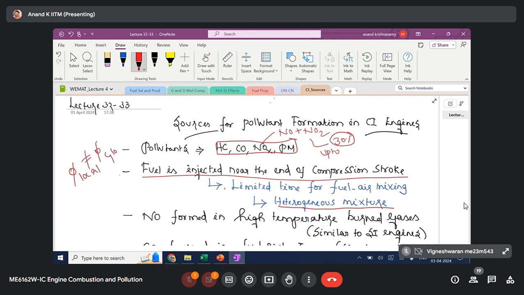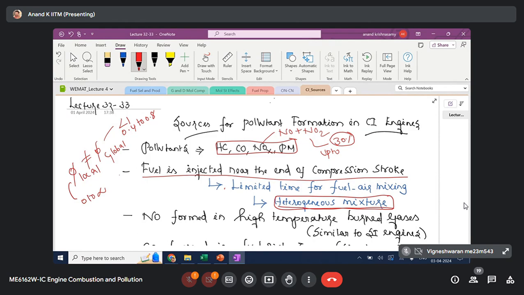So we have two equivalence ratios. As you know, global is always lean. In a diesel engine, we use up to 30 to 50% XSR. And we know that the operating phi range is 0.4 to 0.8. But the local value is not equal to this. Local value can be anywhere between 0 to infinite, and that is primarily due to the heterogeneous mixture inside the combustion chamber.